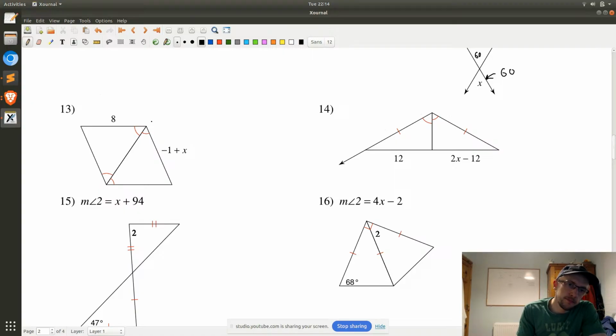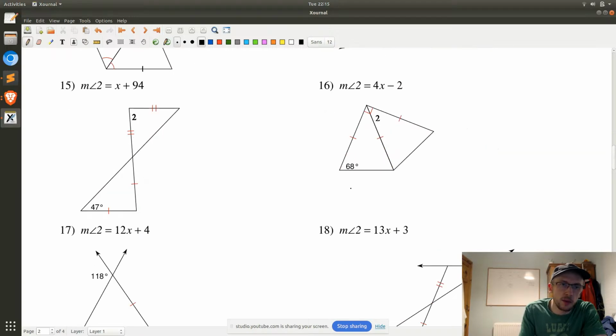And now, well, those will be of equal length. And if that's 8, and if -1 plus x is equal to 8, then x is 9. Equal angles, equal sides. These are right triangles as well. Side angle side theorem, they're congruent. So 12 is equal to 2x take 12. So x must be 12, I guess. Okay, that's fine. Okay, that's good.